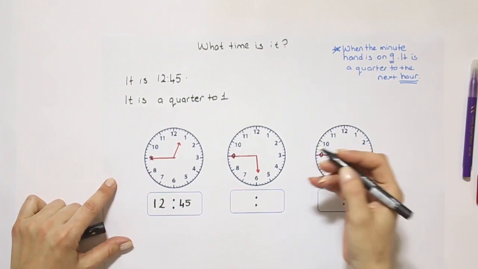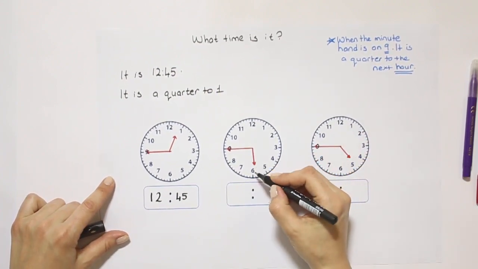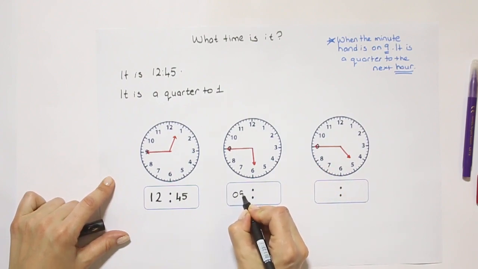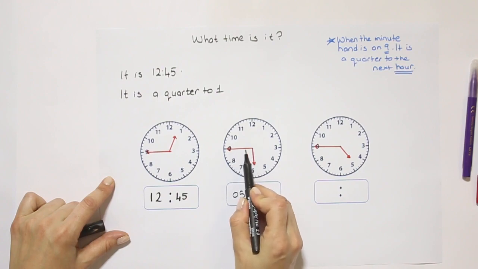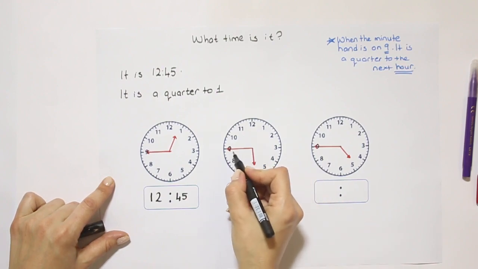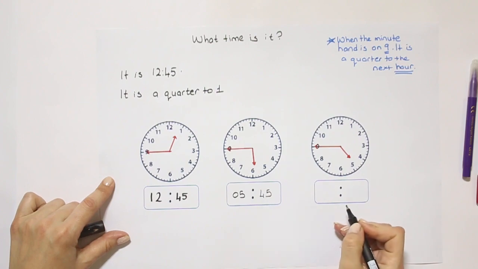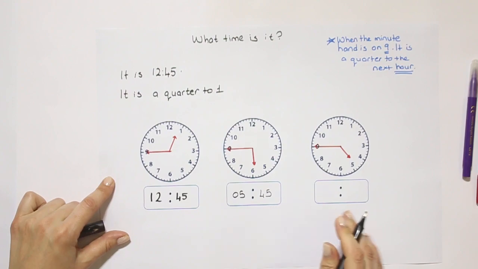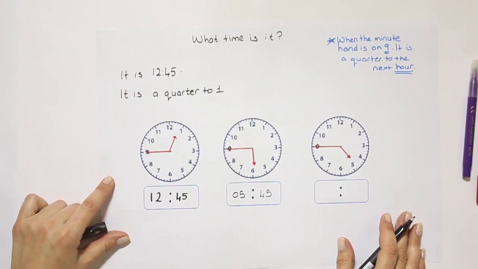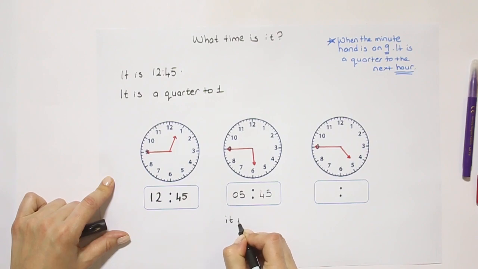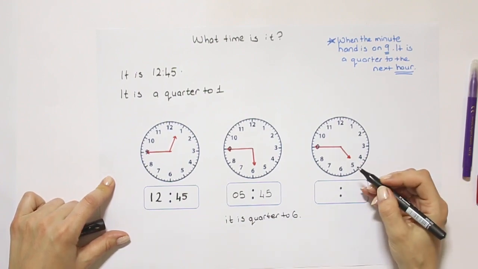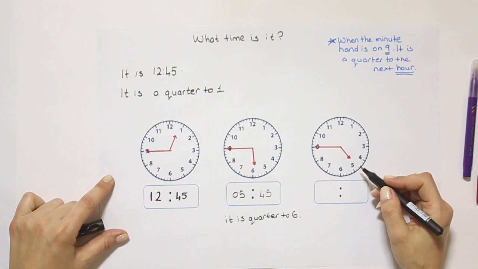Let's continue. The hour hand is pointing between 5 and 6. We know this means the hour is 5. The minute hand is pointing to 9. We know that means 45 minutes. What time is it? It is 5:45. Another way we can say this is it is 5:45. Let's look at our last example.